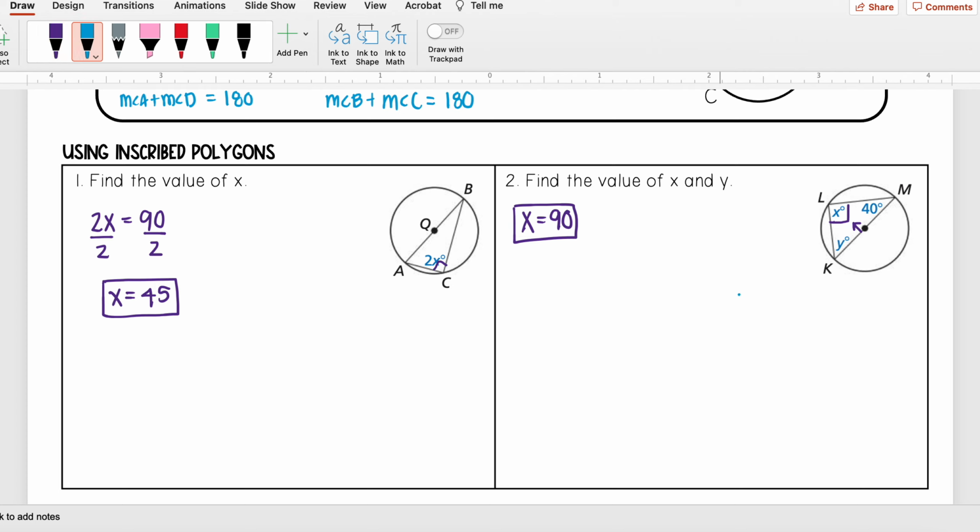Now I need to find the value of y. There are a couple of different ways you can do it. You could remember that all the angles in a triangle add up to 180 and go from there. However, there is a little bit of a shortcut. With right triangles and right triangles only, the angles that are not the right angle always add up to 90. So that means that y plus 40 is equal to 90. So to find y, I just need to subtract 40 from both sides. And I get that y is equal to 50.